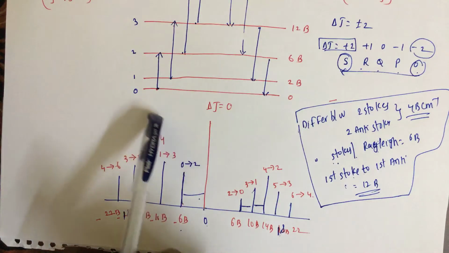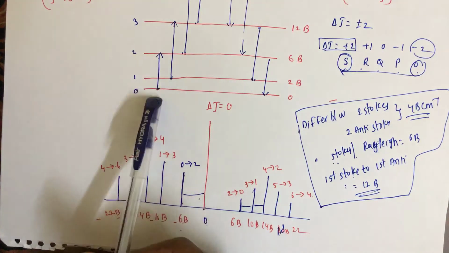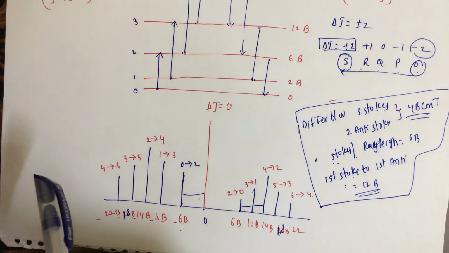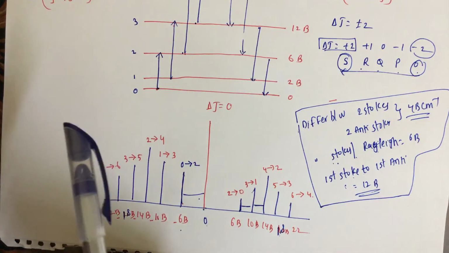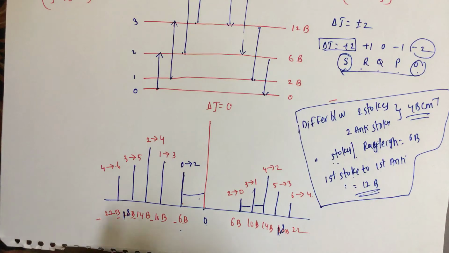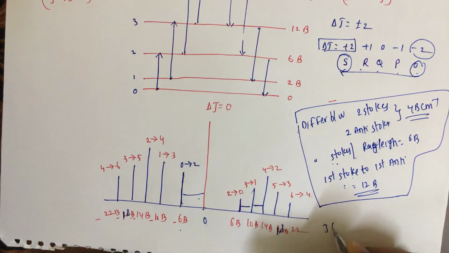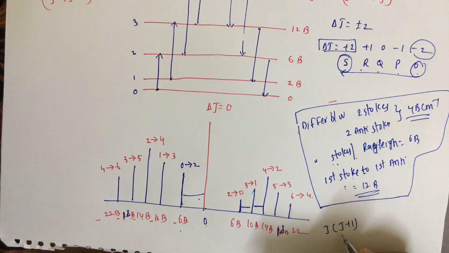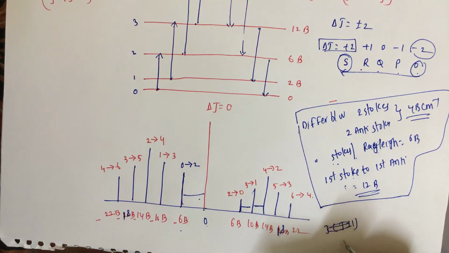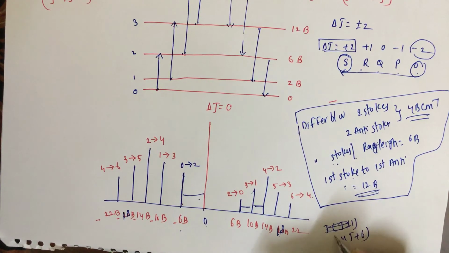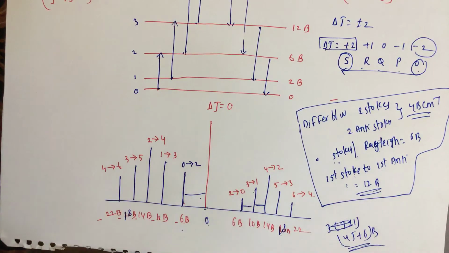So I have said why two rotational energy jumps are taking place, because two quanta of photon are involved, and this is for the Rayleigh line, and these energy states we are giving based on the principle J into J plus 1. Now I think 4J plus 6B. By using this principle we are giving these energy states.